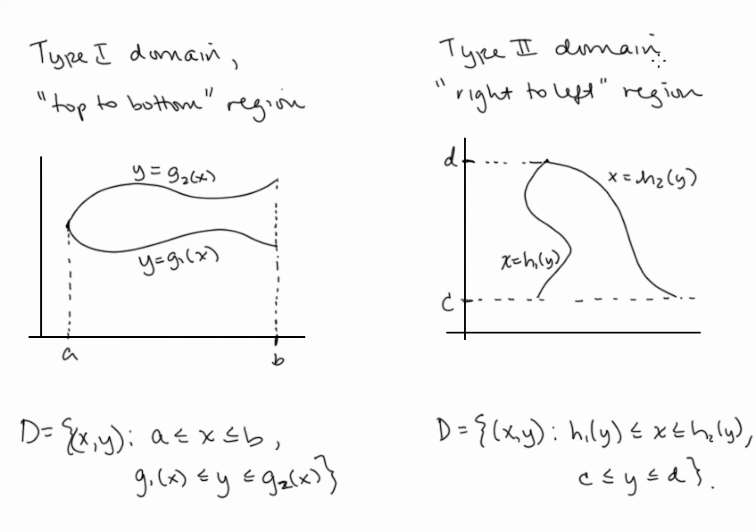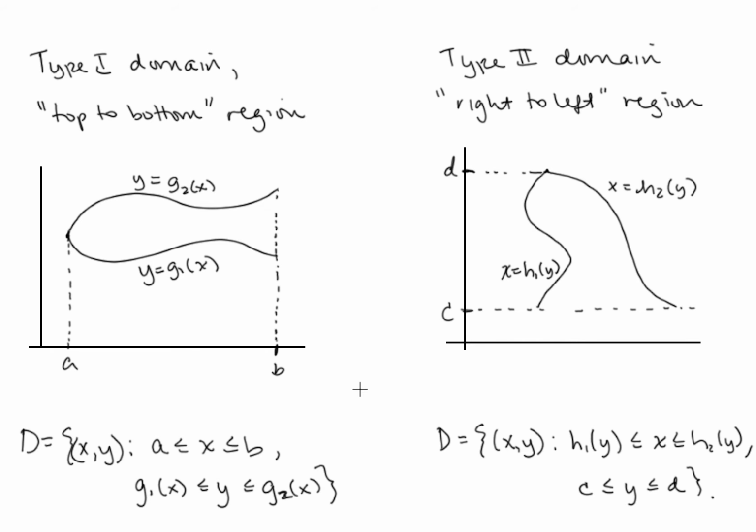A type 2 domain I like to call a right-to-left region, and here we can identify a right function, x equals h2 of y, and a left function, x equals h1 of y. And here, y is going from c to d. So our domain looks like this. X is between h1 of y and h2 of y, and y is between c and d.